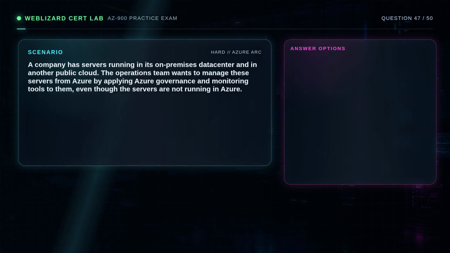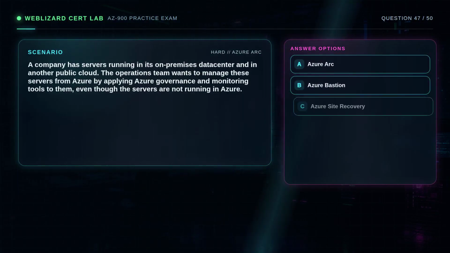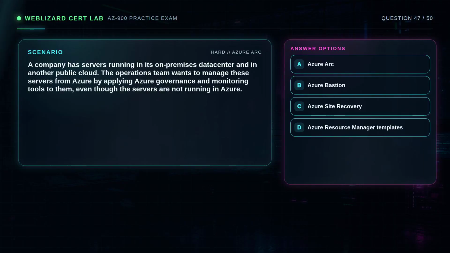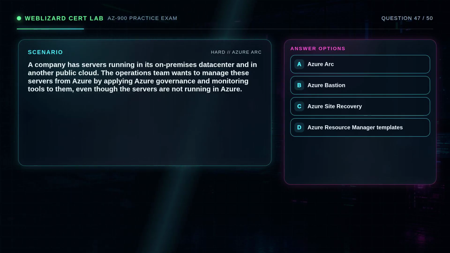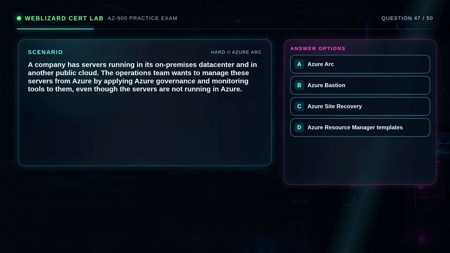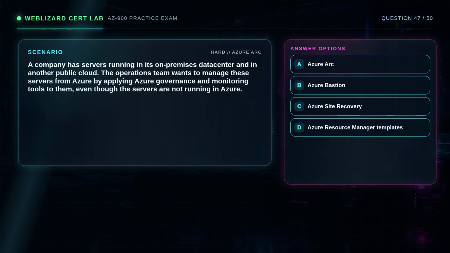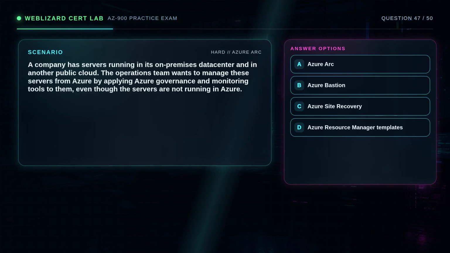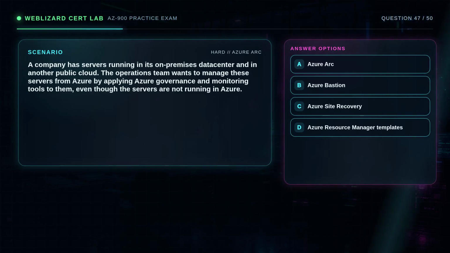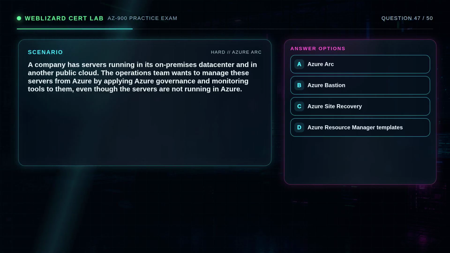Question 47. A company has servers running in its on-premises data center and in another public cloud. The operations team wants to manage these servers from Azure by applying Azure governance and monitoring tools to them, even though the servers are not running in Azure. A. Azure Arc. B. Azure Bastion. C. Azure Site Recovery. D. Azure Resource Manager Templates.